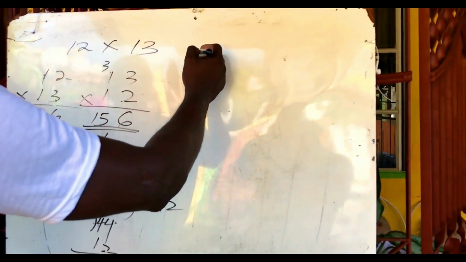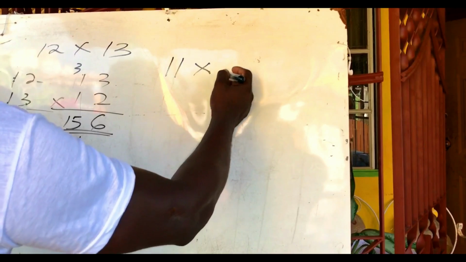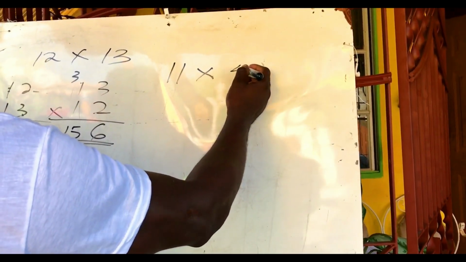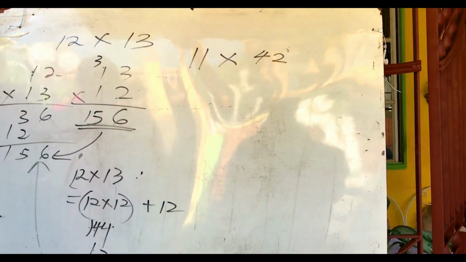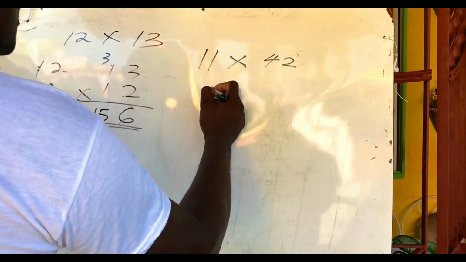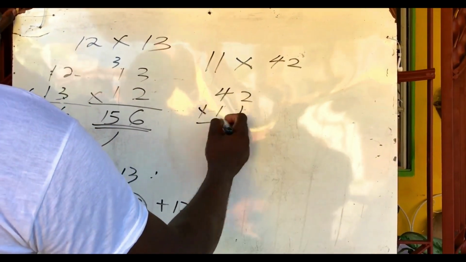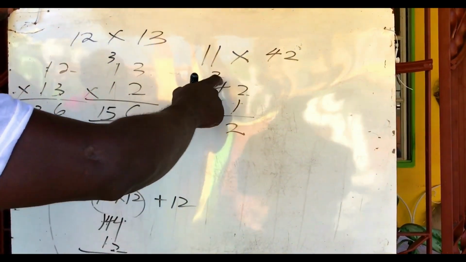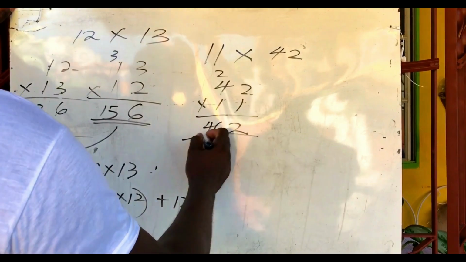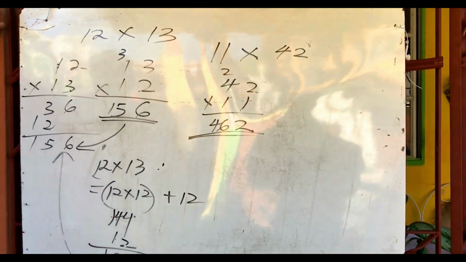Now also, if you have something like 11 times, say, 42, again, we could say 42 times 11, 11 2s is 22, 2 carry 2, 11 4s is 44, and 2 is 46. And we basically end it right there.